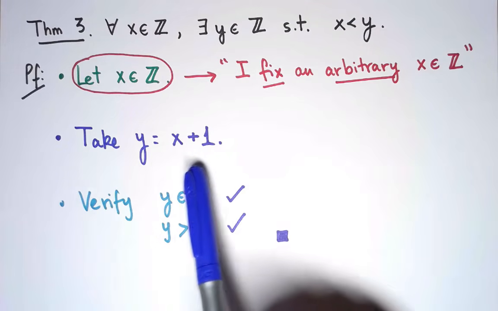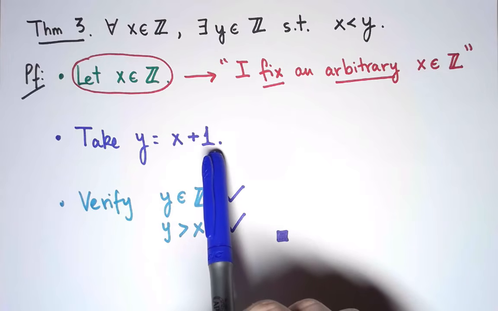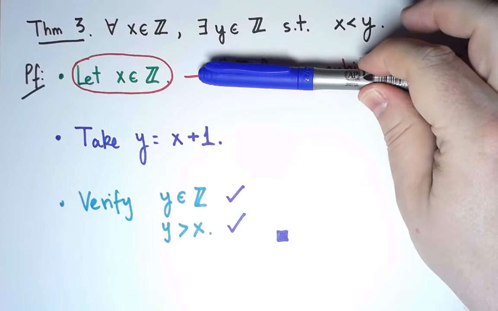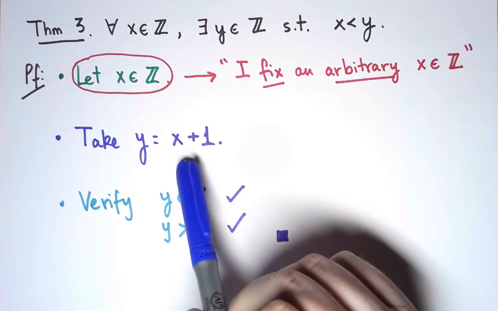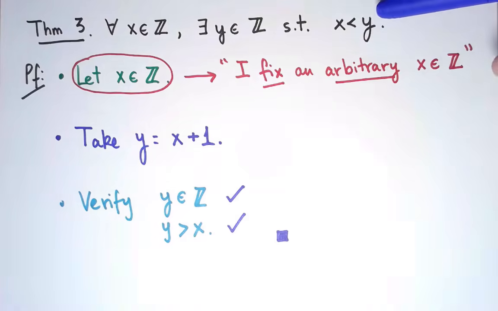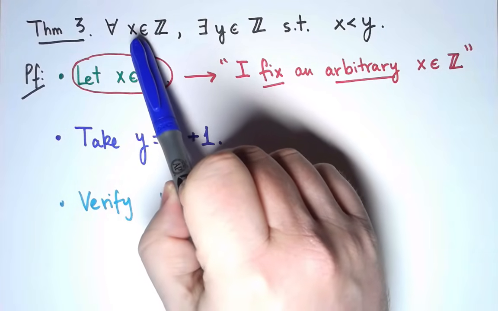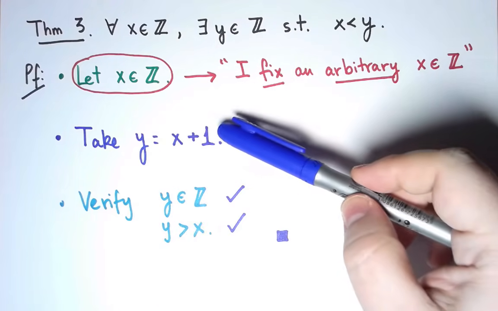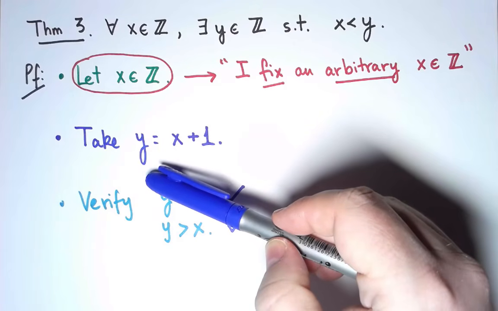In the second line, when I say that I am taking or choosing y to be x plus 1, x must mean something specific. If I don't fix x at the beginning, it doesn't make sense to choose y to be x plus 1 because x doesn't carry any meaning. In the statement of the theorem, x is a quantified variable, so x doesn't have an intrinsic meaning. In the process of the proof, before we operate with a variable, we must have fixed its value.